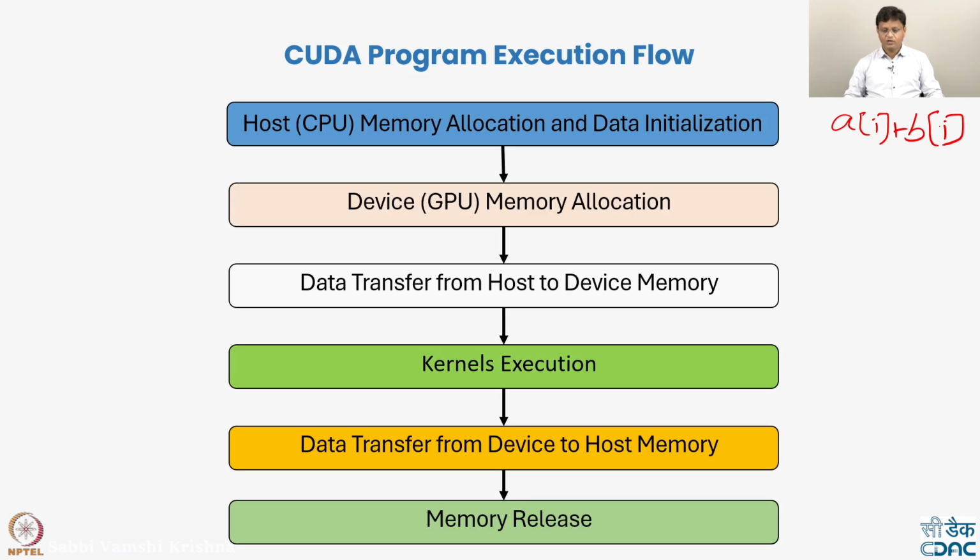First of all, I need to allocate some memory space for A and some space for B on the host system's memory. If I am storing the result in another variable, here I am considering it C, then I have to allocate space for this variable as well.